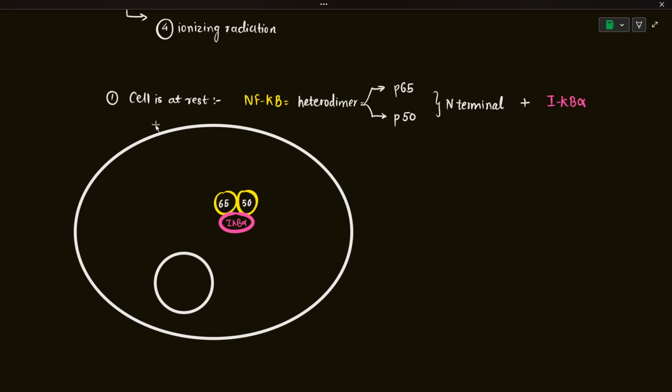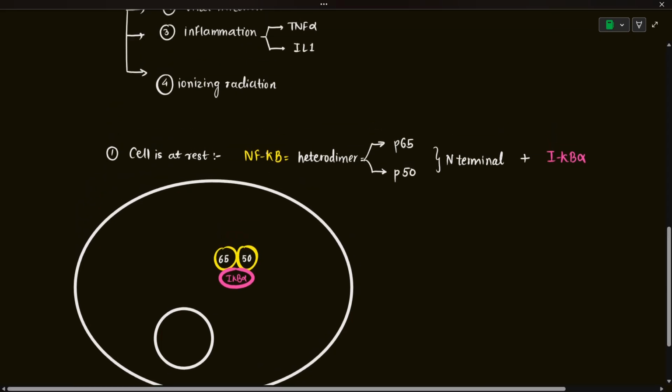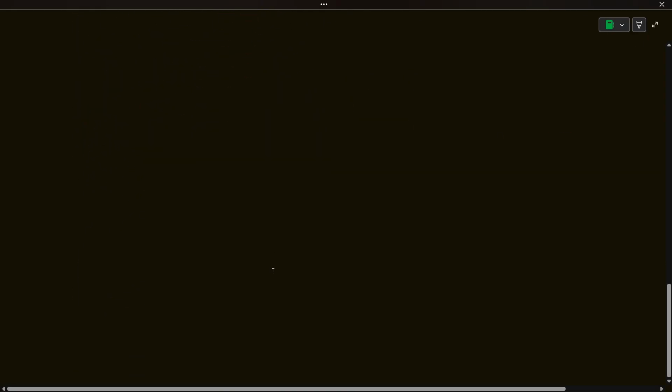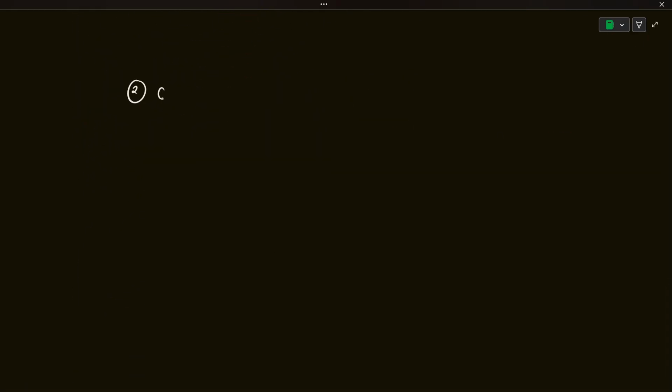So let's see what will happen when the cell is exposed to the stress conditions that were mentioned here. When the cell is exposed to a stress condition, it could be bacterial infection, viral infection, or ionizing radiation. In all of those cases, a three protein complex is going to get activated.